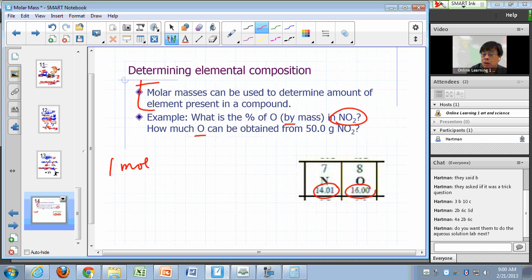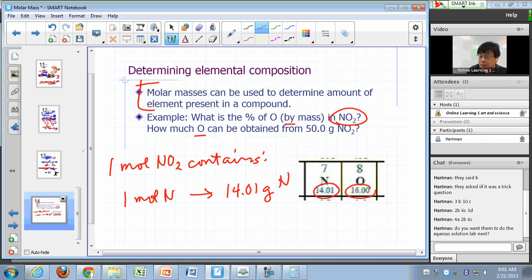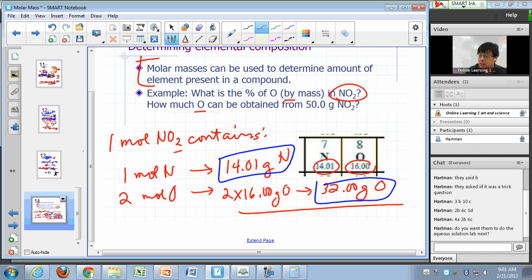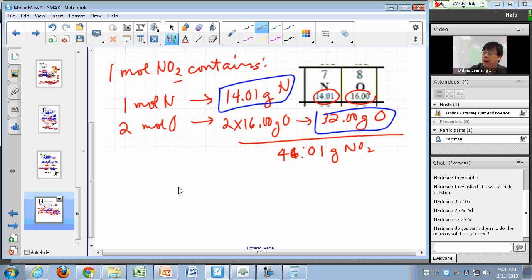So you say 1 mole of NO2 contains 1 mole of nitrogen, which is equivalent to 14.01 grams, and it has 2 moles of oxygen because it's NO2. So that's 2 times 16 grams of oxygen, so that's 32 grams of oxygen. If you want the percentage of oxygen, what's the total? 14 plus 32 gives you 46.01 grams of NO2. So if you had 46.01 grams of NO2, you have a mole of NO2. Out of that, 32 will be oxygen.